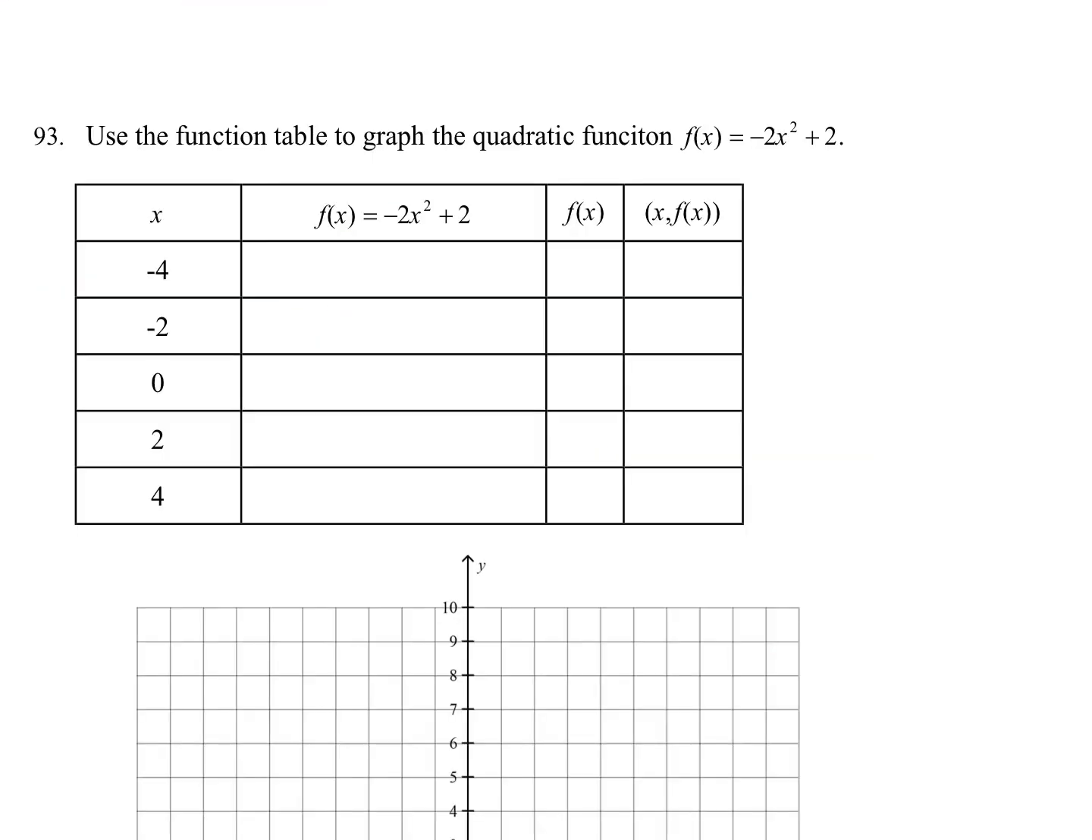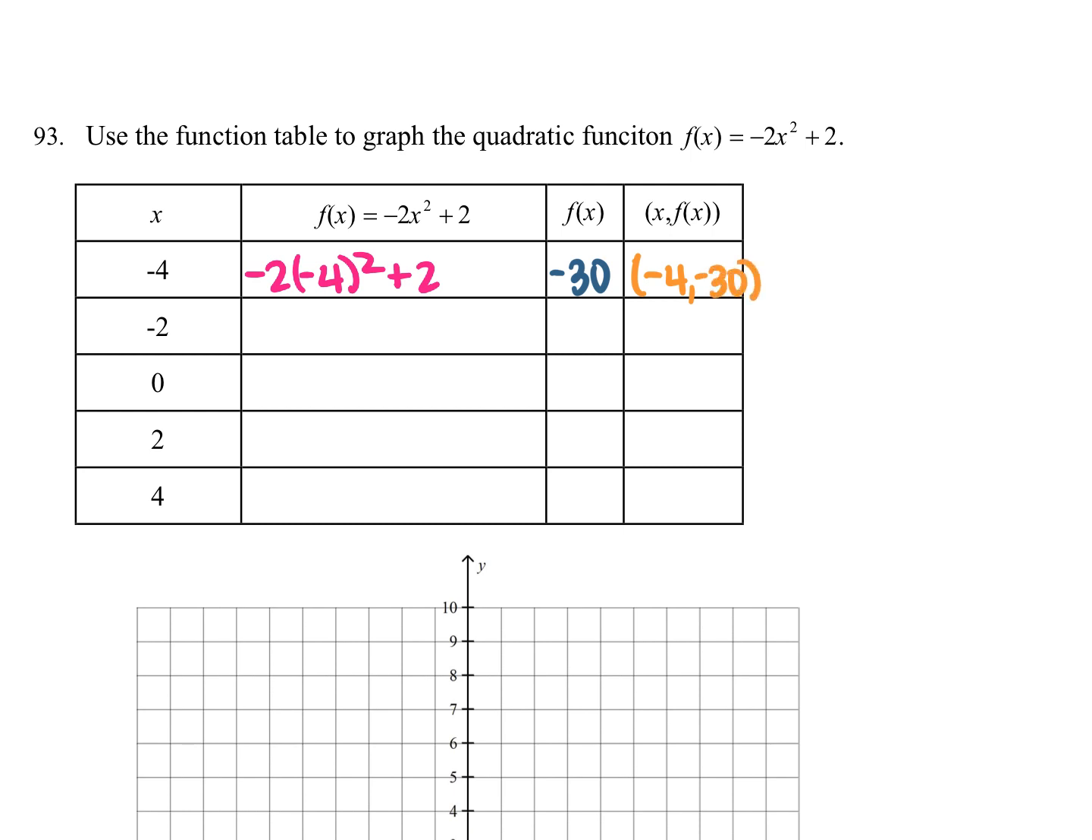For 93, we're using the function table and we are graphing the quadratic function f of x is equal to negative 2x squared plus 2. We're given x values of negative 4, negative 2, 0, 2, and 4. So starting off with the negative 4, we are going to have negative 2 times negative 4 squared plus 2. That negative 4 squared is 16. 16 times negative 2 is negative 32. Negative 32 plus 2 is negative 30. So that gives us the ordered pair, negative 4, comma, negative 30.